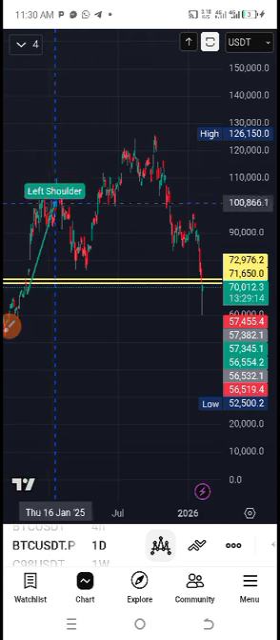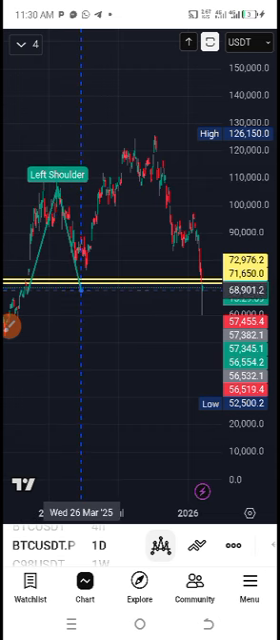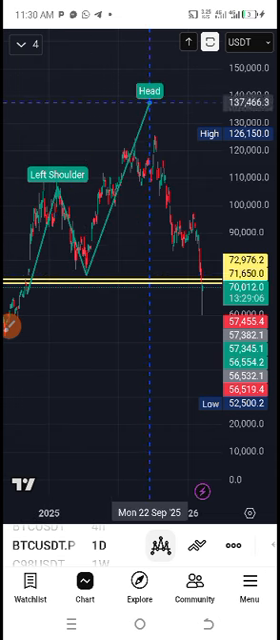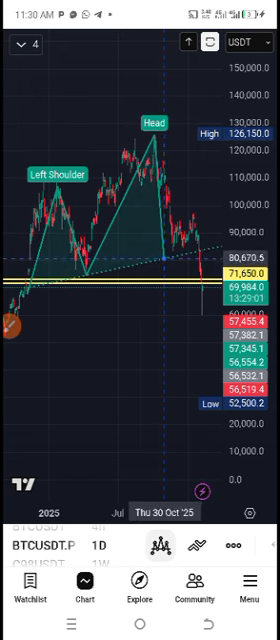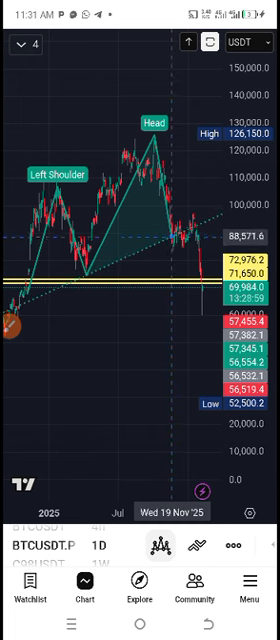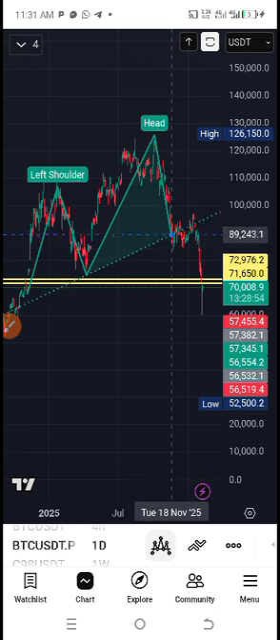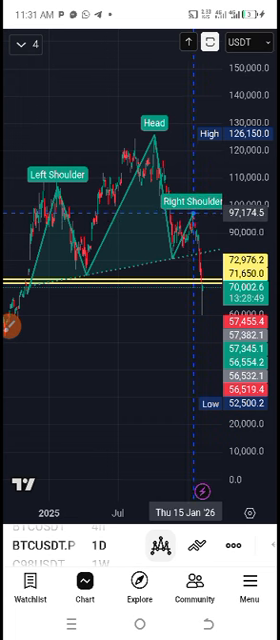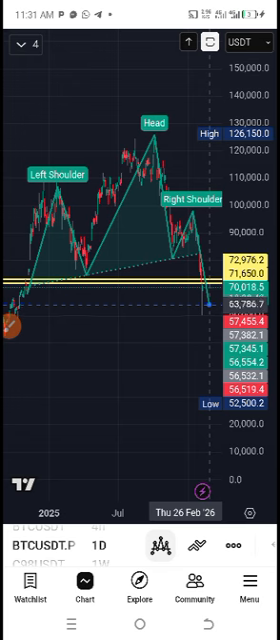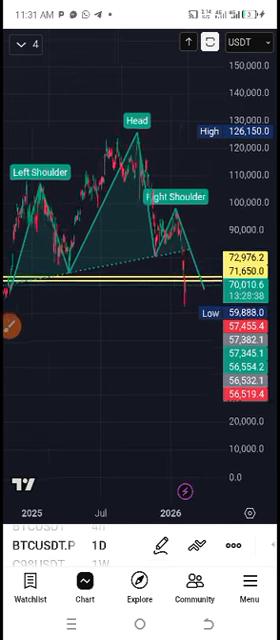Now looking at the left shoulder, the neckline, looking at the head. My line is inaccurate, I want to get it. Right shoulder, we're on the right shoulder. Now we have a breakout. Just look at it. We have a breakout on the head and shoulder pattern.